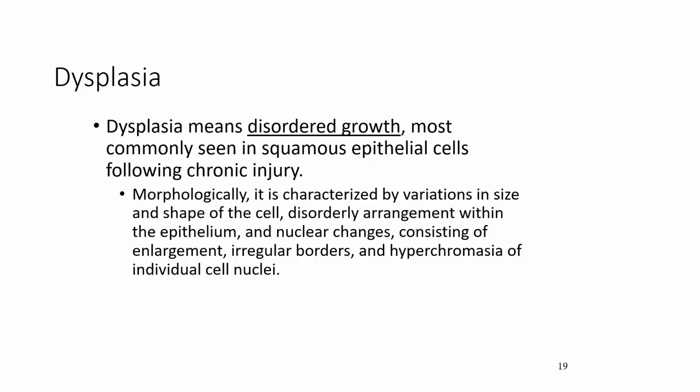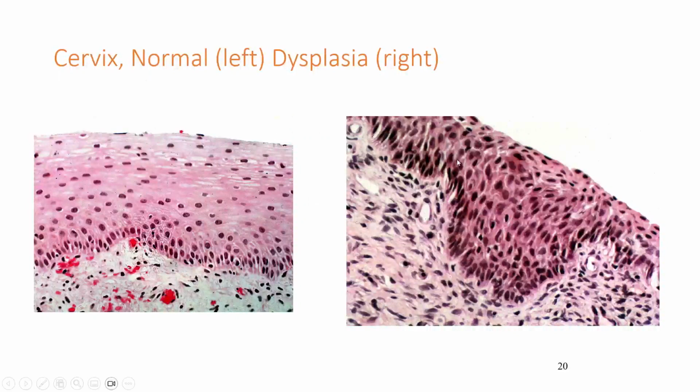Disorderly arrangement within the epithelium and nuclear changes consisting of enlargement, irregular borders, and hyperchromasia of individual cell nuclei. So here you can see the nuclei become really dark, and they're elongated. Some of the cells are round, and they're all different sizes.